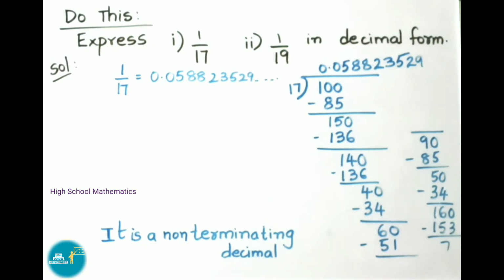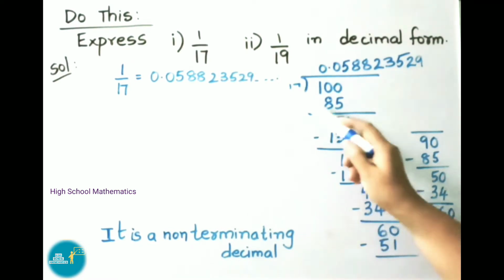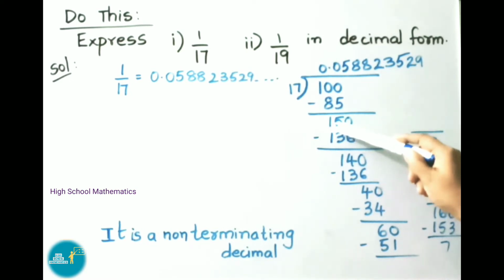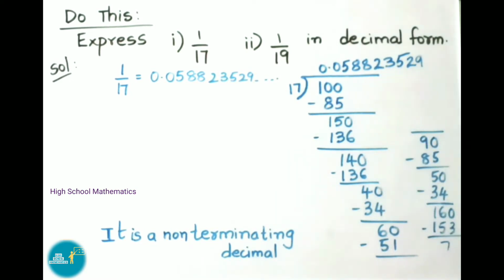Let us see the solution. 1 by 17. That means we have to divide 1 by 17. So 1 is less than 17. We place here 0 point and add a 0. Now the value is 10. 10 is again less than 17, so again in the quotient we place a 0 and add a 0 here. Now the number is 100. 17 times 5 is 85. 100 minus 85 is 15. 15 is again less than 17, so decimal is there, you add a 0.